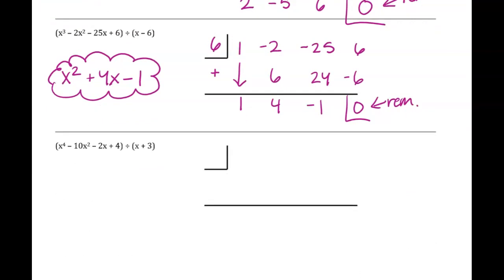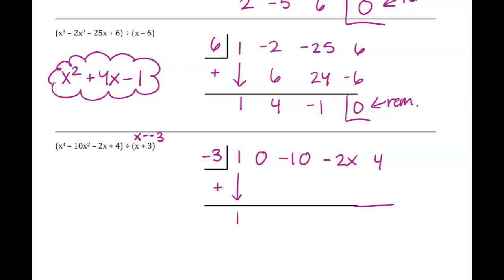Next one. So for our r, technically negative 3 is being subtracted because this is the same as x minus a negative 3. Then as far as our terms go, it looks like we're missing a term for cubed. Okay, so we have 1x to the 4th, 0x cubed, we still need our placeholders, negative 10x squared, negative 2x, and 4. We'll put our plus there so we don't forget.